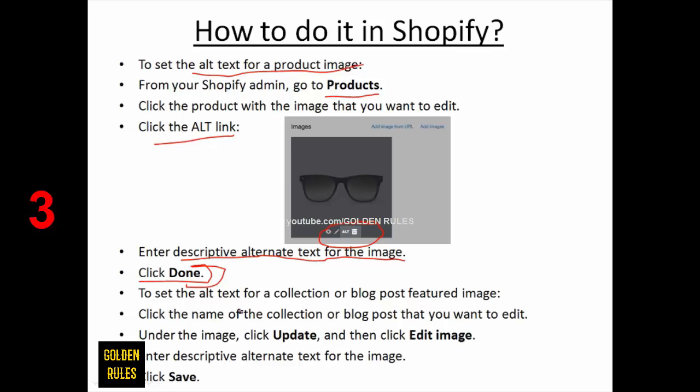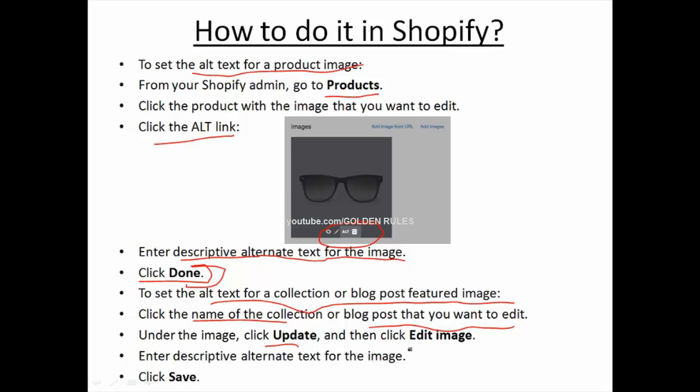To set the alt text for a collection or a blog post feature image, click the name of the collection or blog post that you want to edit. Under the image, click update and then click edit image. Enter descriptive alternative text for the image and then finally click save.